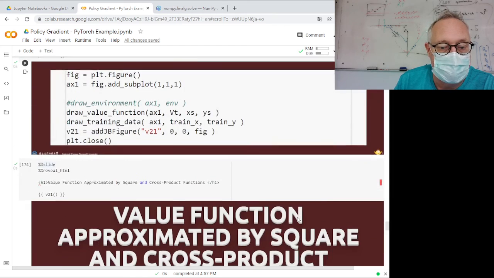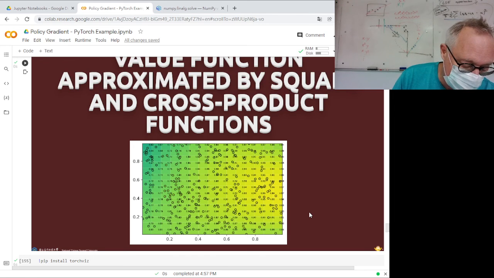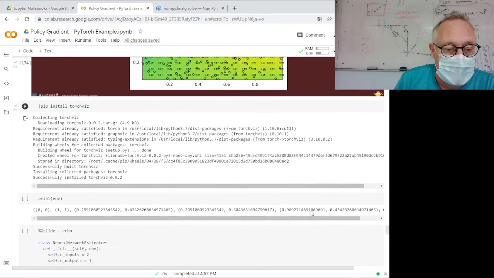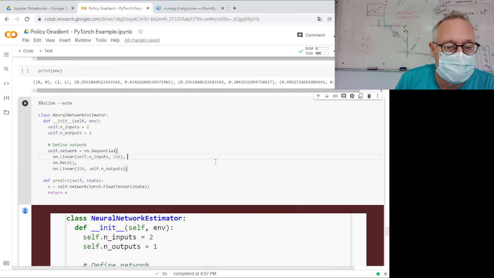So we can use any kind of feature and then calculate the linear combination of those. Now, we can also implement a neural network, a deep learning neural network as well.